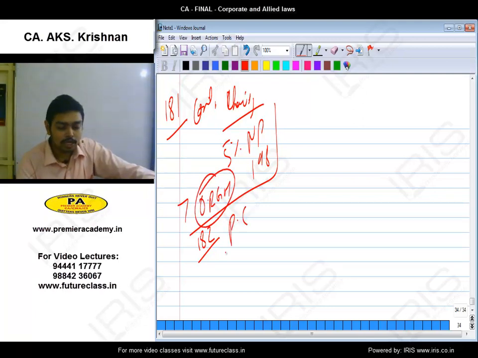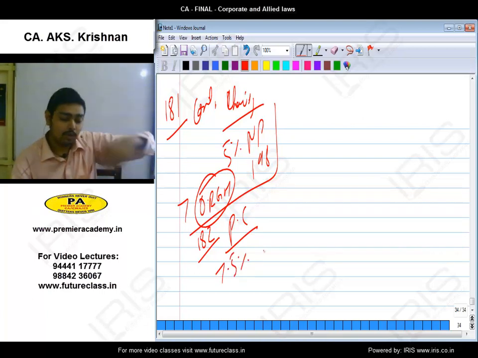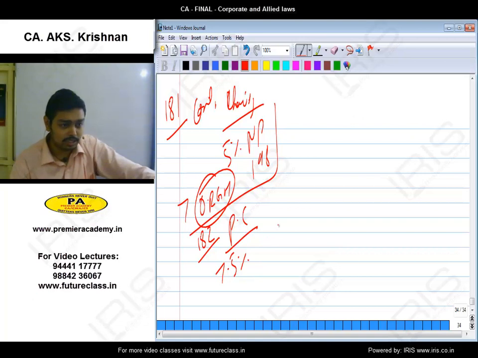Then 182, political contribution. How much percentage? You cannot give more than this even by passing a special resolution. And it cannot even be delegated. Only a board resolution has to be passed.